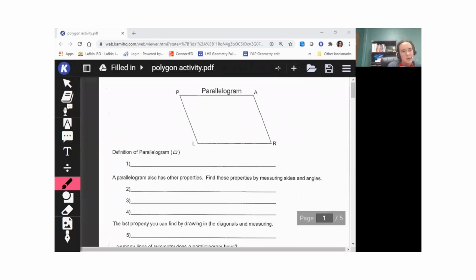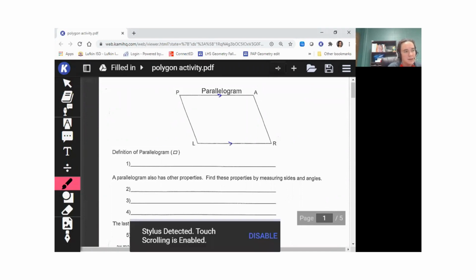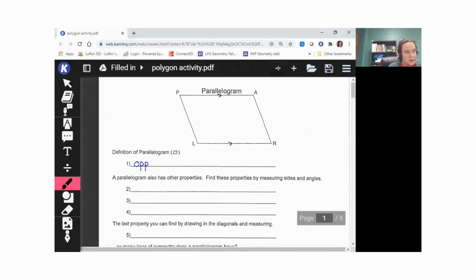Our first shape that we're going over today is a parallelogram. So like the name implies, the opposite sides have to be parallel. And that's the definition for a parallelogram. Opposite sides are parallel.